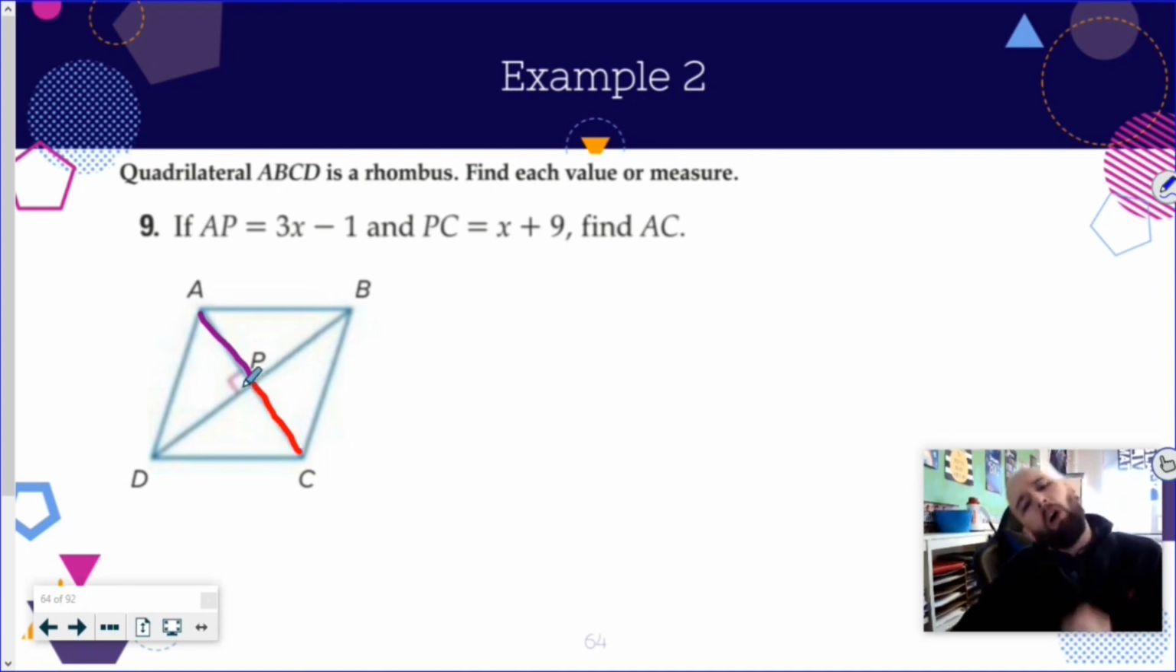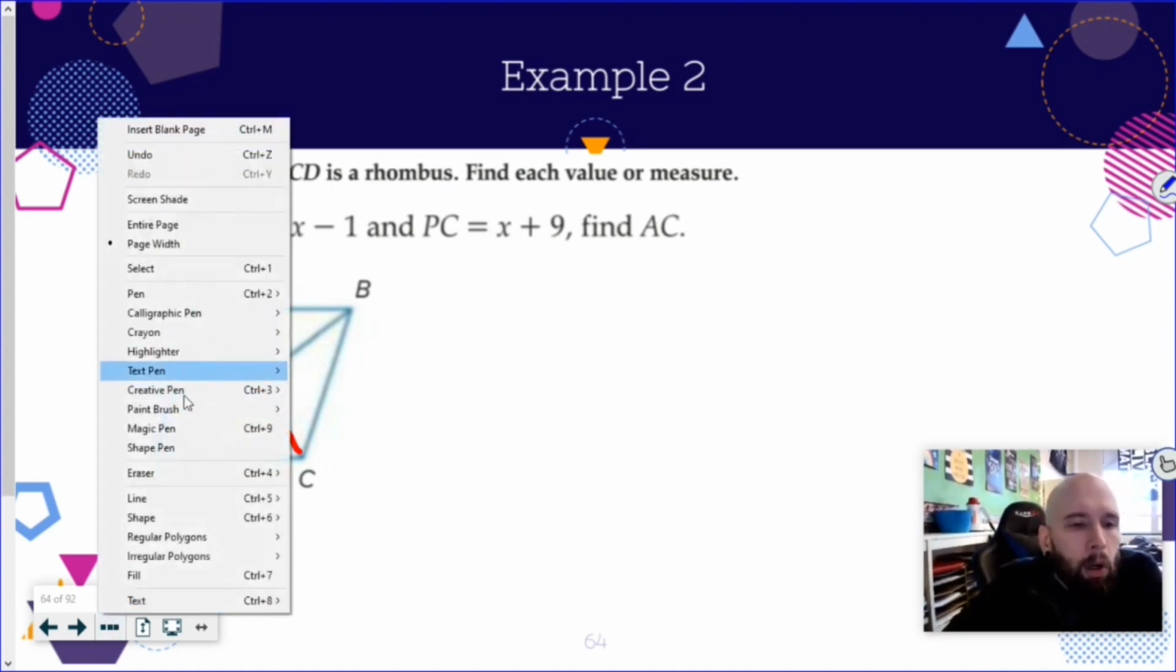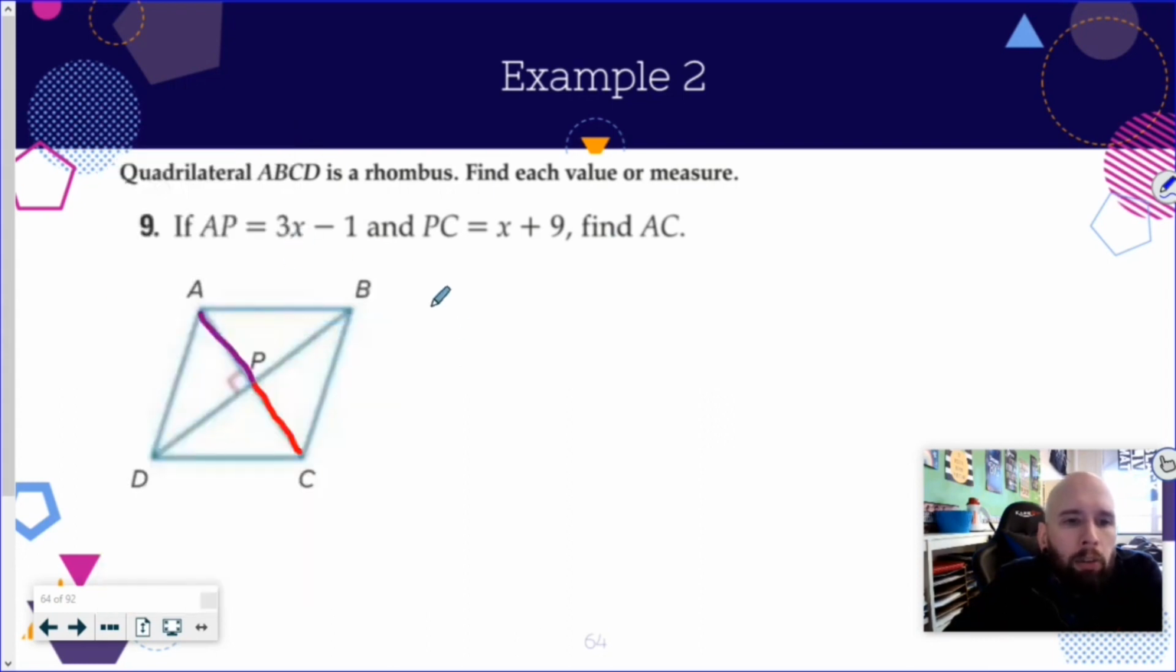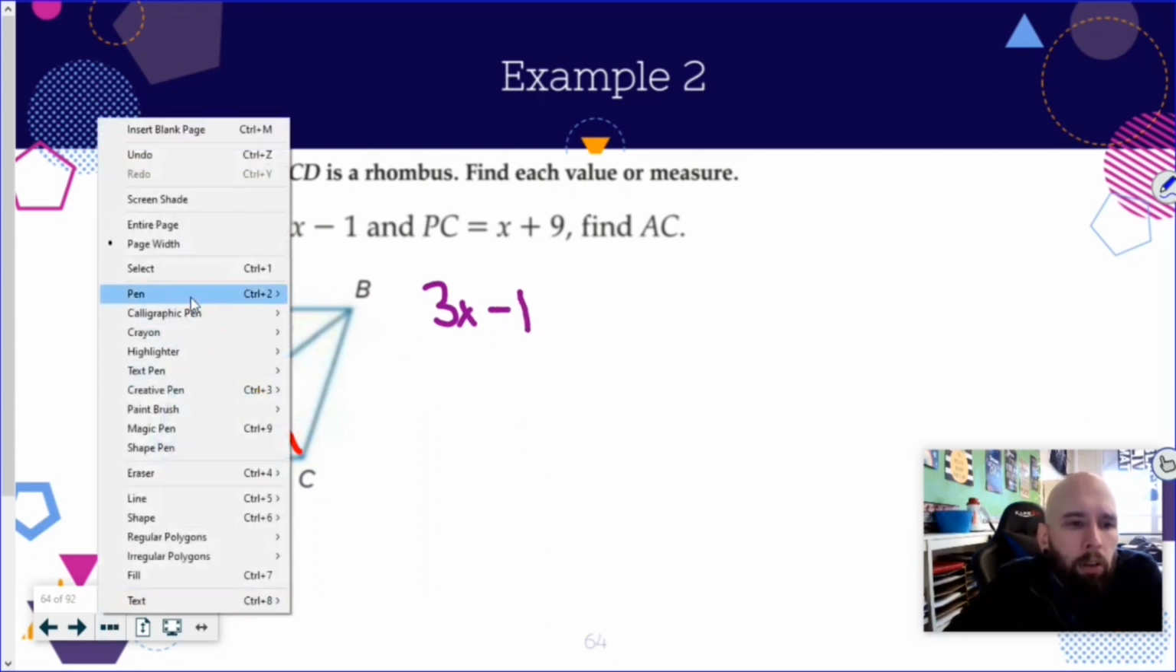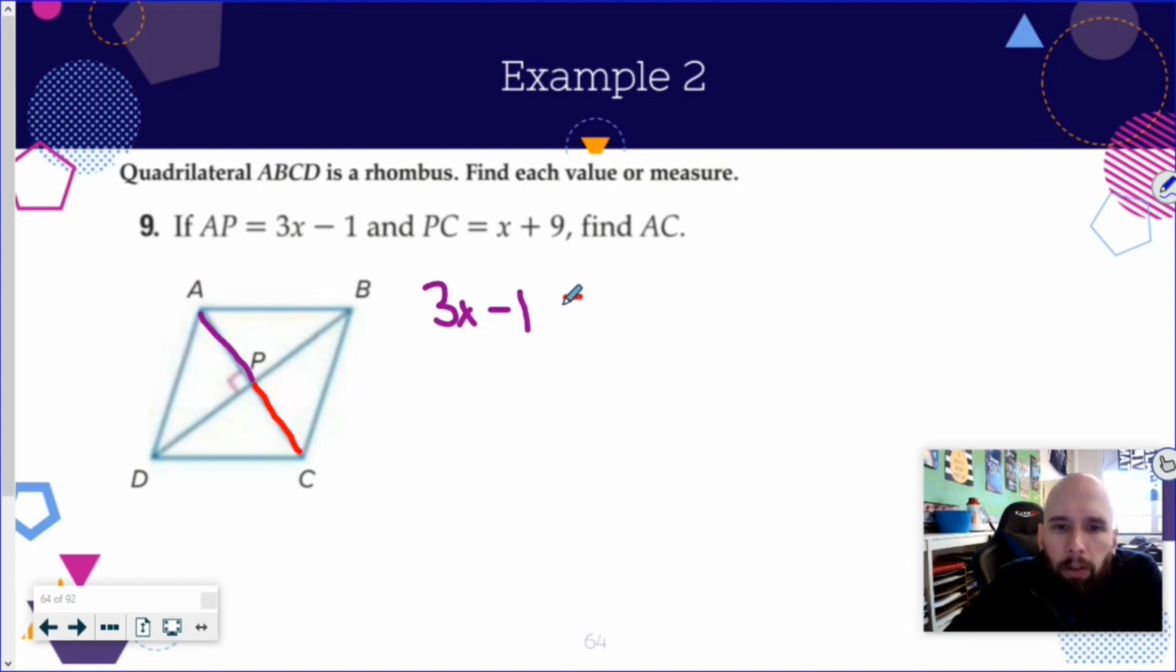That guy. So all we really care about is the fact that it's a rhombus, which means it's a parallelogram, which means diagonals bisect each other. So I'm just going to set these guys equal to each other and use that to find the whole thing. All right, I can do this. Let me use my purple marker to say that AP is 3x minus 1. Purple and red are going to be equal to each other, so I'm going to set them equal to each other.